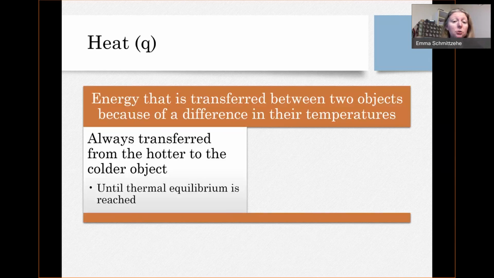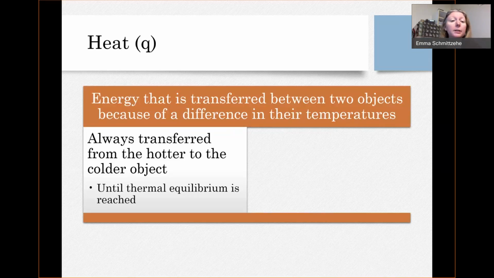Okay, but basically, if you are focused on things having different temperatures and as a result heat being transferred, or energy being transferred, which that transfer we call heat, then it's always going to happen such that the energy is going from the hotter object to the colder object. Okay, and that happens until they reach thermal equilibrium, meaning until they reach the same temperature.